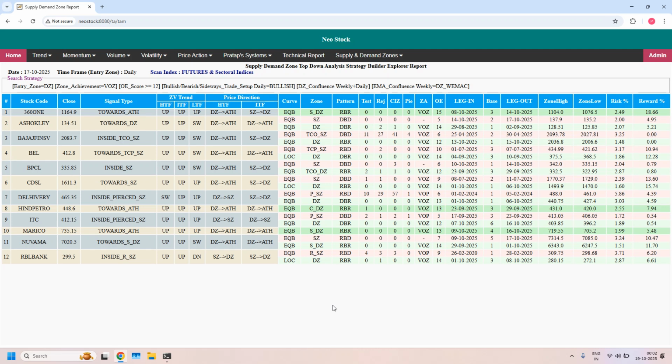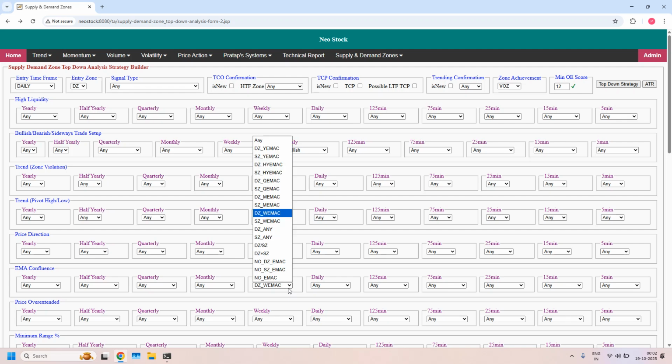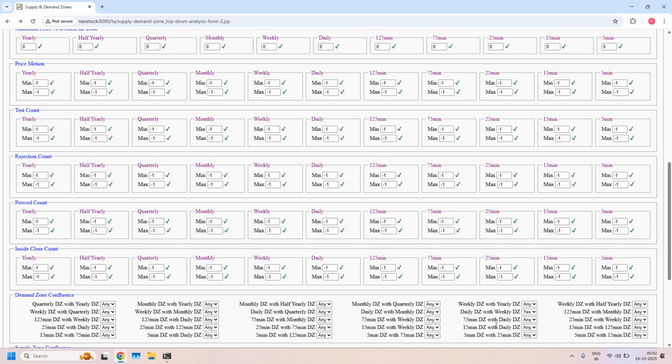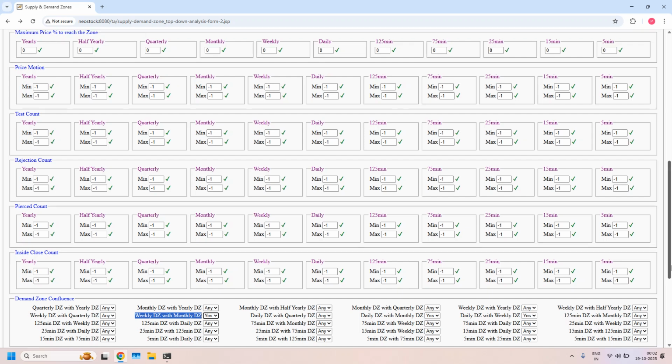And what is the second strategy that you learned in lesson 27? That is LTF, ITF, HTF demand zone confluence and HTF EMA confluence. So let's generate reports based on that strategy. I'm removing the ITF EMA filter. In the demand zone confluence, 3 filters we have to set. That is daily and weekly, daily and monthly, weekly and monthly demand zone confluence. All the 3 zones should overlap with each other, daily, weekly and monthly.